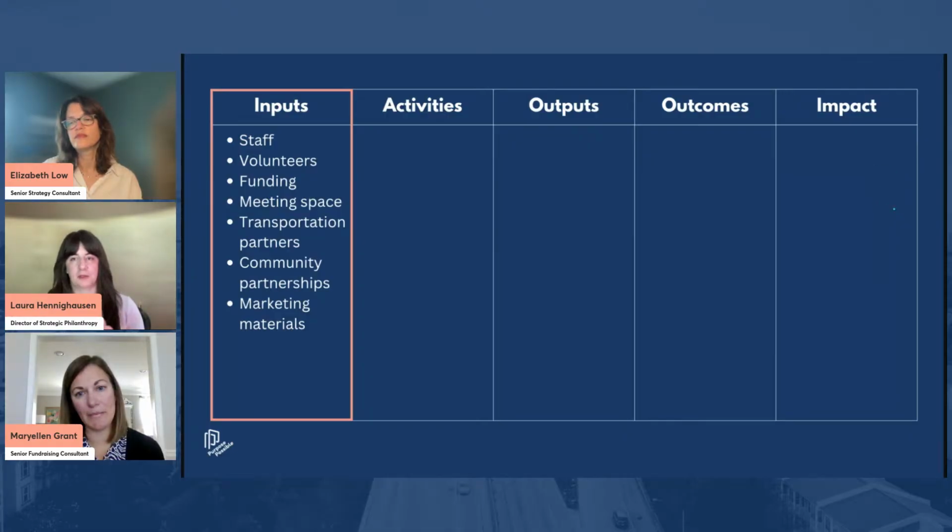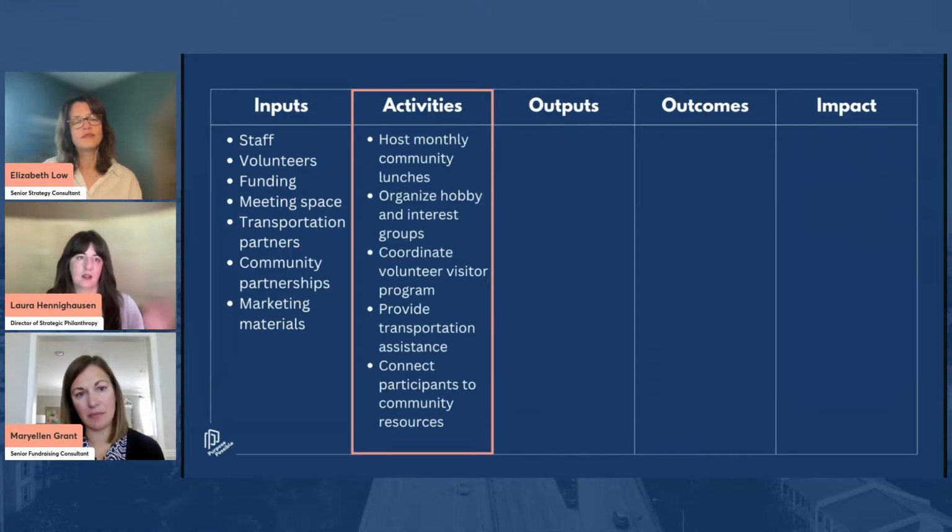So now we'll move to activities. Activities are, what are we doing with all of those ingredients? What the Neighborhood Friendship Project is going to do is host monthly community lunches. They're going to organize hobby and interest groups. They're going to coordinate volunteer visitor programs. They're going to provide transportation assistance. And they're going to connect participants to community resources.